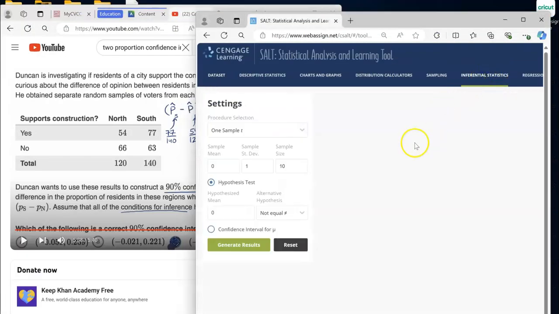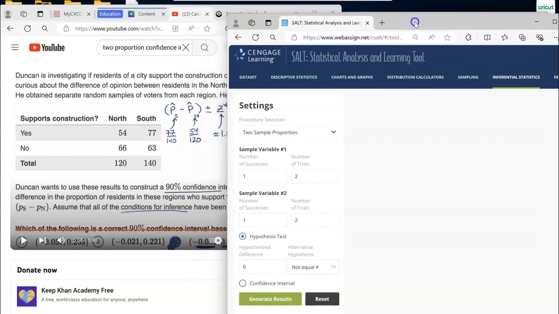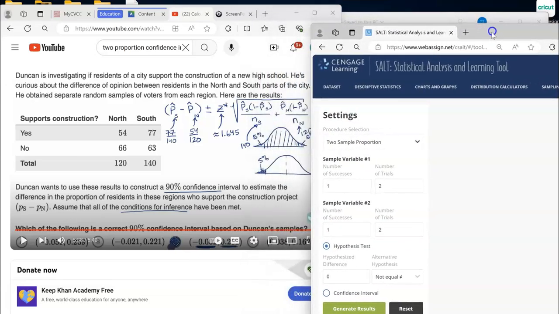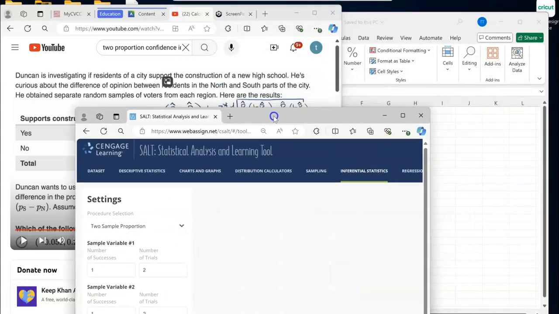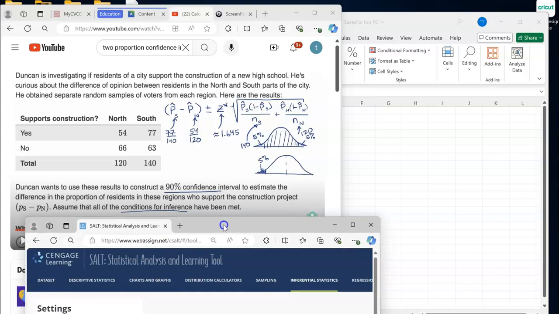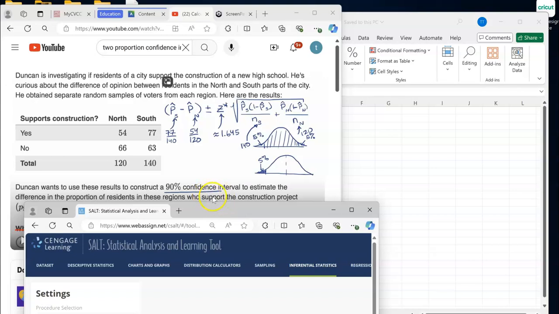So we're going to go to inferential statistics. We are doing a two sample proportion, and notice that they're saying that we want to do the proportion of the south minus the proportion of the north. That order is going to be important. You're going to get different intervals if you type it in differently. So the proportion of the south, we are looking at those who support the construction. And we're looking at that keyword right there, support.